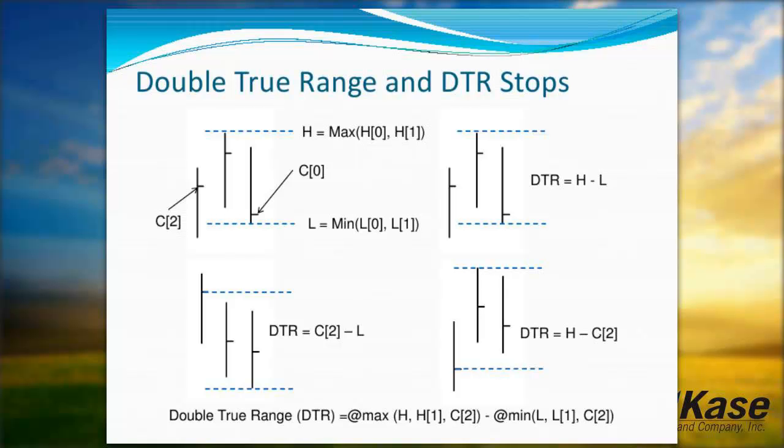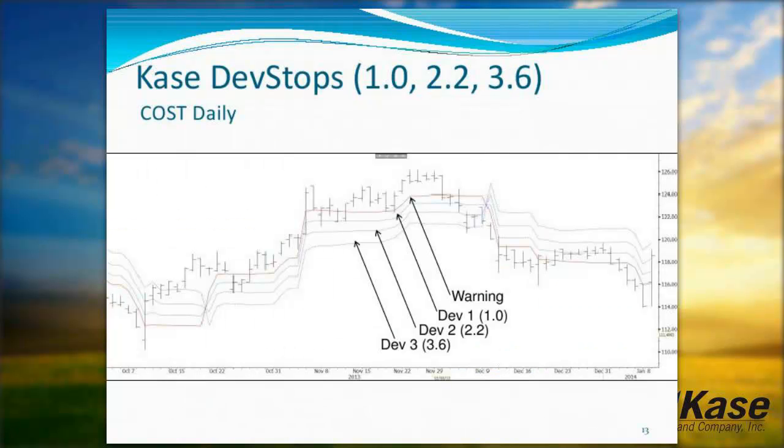So that's one difference, one little caveat. Like I said, I'm just trying to iron out some of the little things that people have been asking me about over the last couple of weeks about the stops. So here's our stops in action. Now this is on a daily chart, Costco, and we've got a rising market. We've got Dev 1, Dev 2, Dev 3.